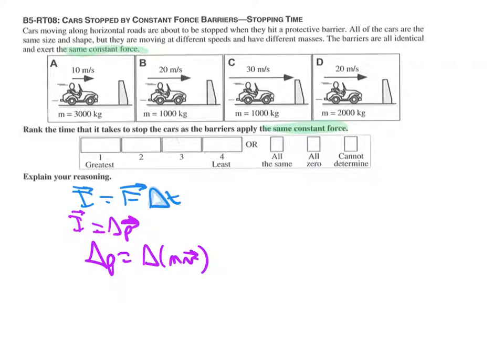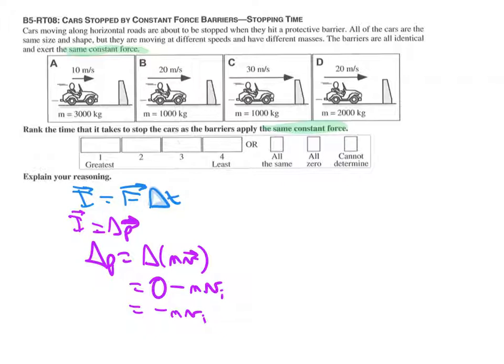Now, delta p is delta of mv. And the key thing here in some sense is that they all end at 0. And then it's minus the mass they had at the start times the velocity they have at the start. The mass doesn't change during the problem, the velocity clearly does, but delta p is going to be minus mv initial.